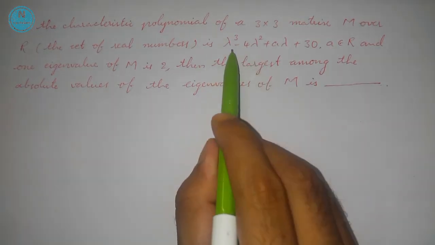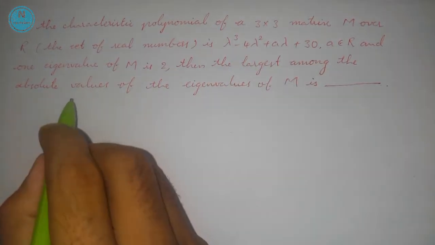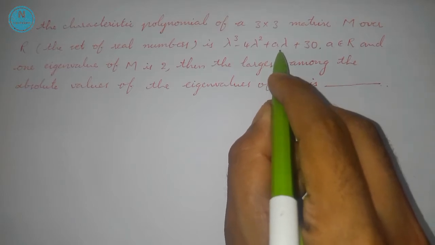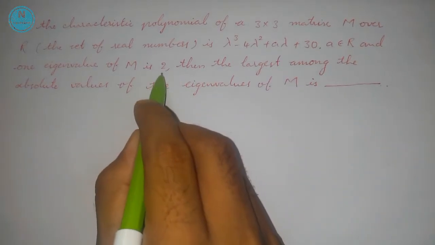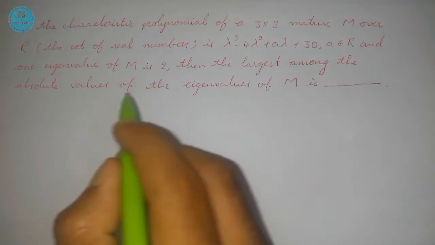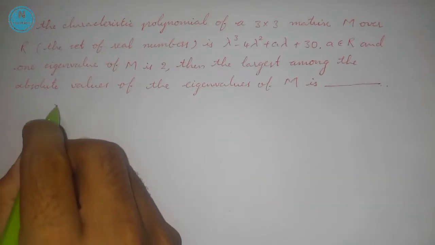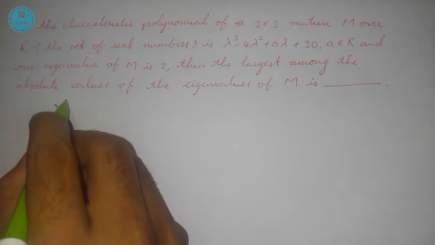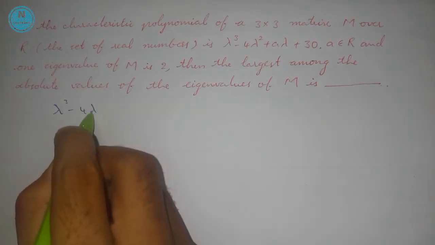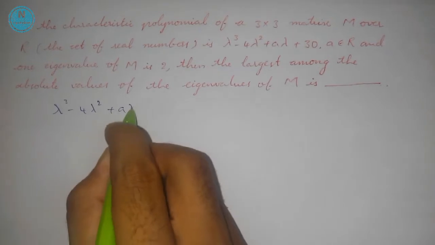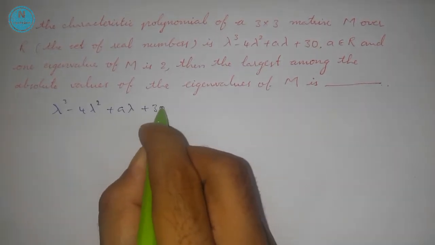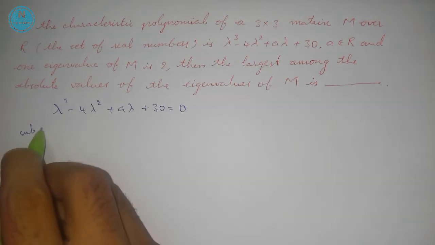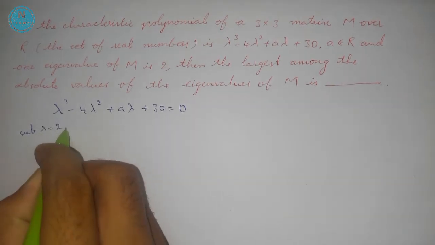So we need to solve this one, but we don't know the value of a. To find out this value, we use the eigenvalue 2. Lambda cube minus 4 lambda square plus a lambda plus 30 is equal to 0. Substitute lambda equal to 2.